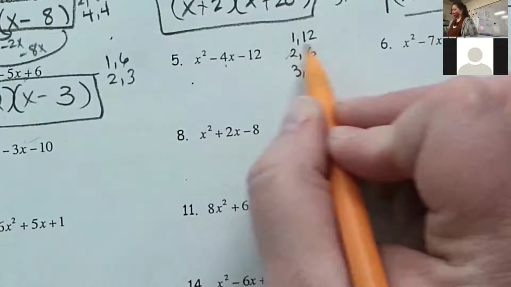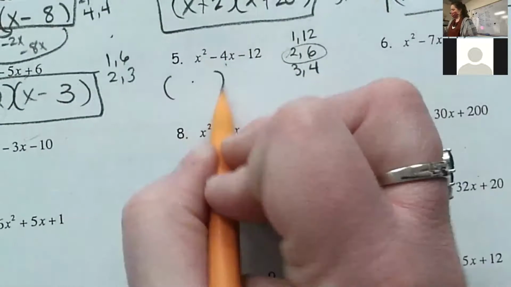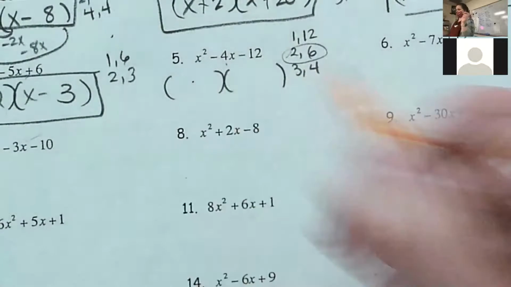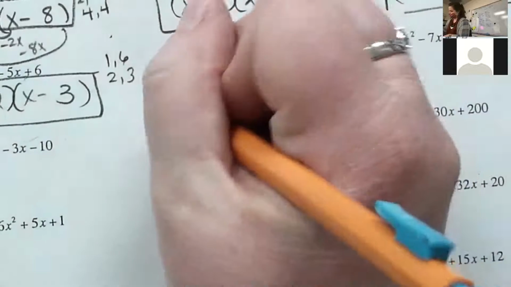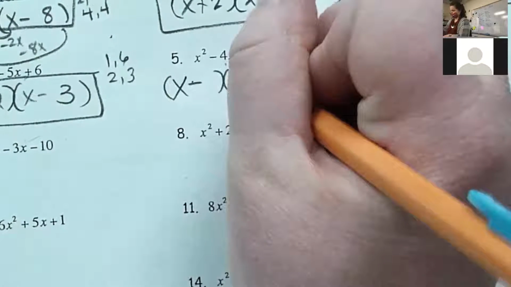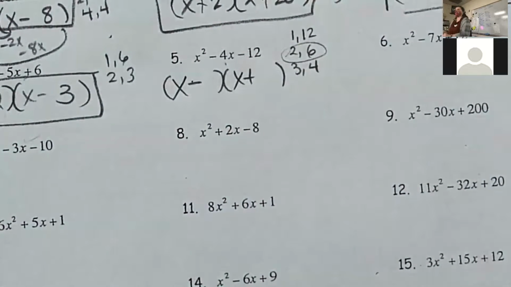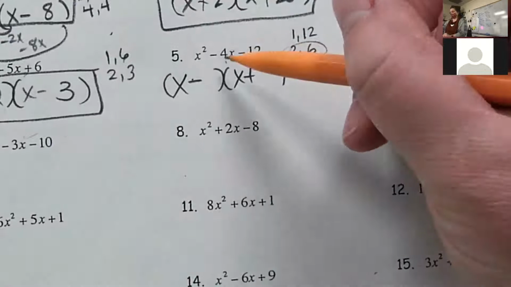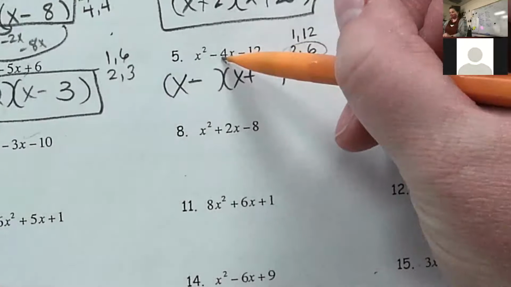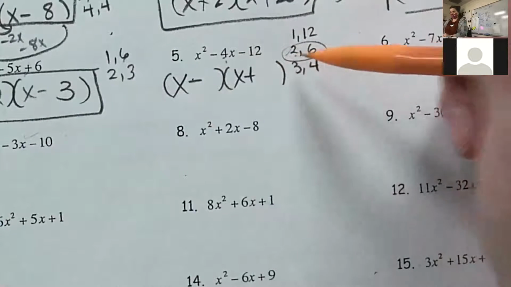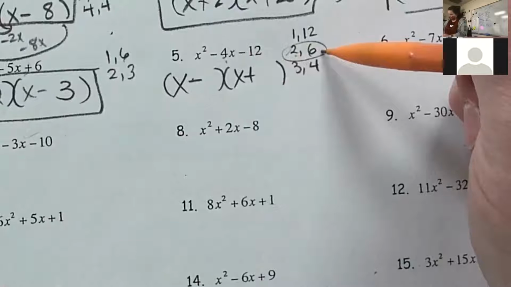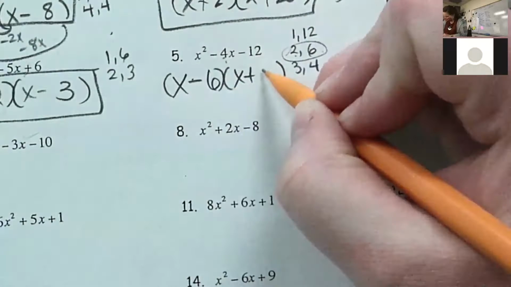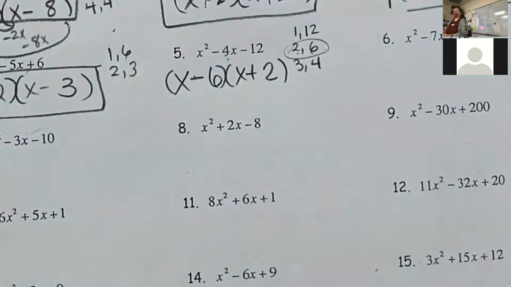Okay. Well, 6 and 2. But remember, because it's this minus sign, you need one of each sign. So one's a negative and one's a positive. Now I want to get to a negative 4. So is the 2 negative or is the 6 negative? The 6. The 6 is going to be negative and the 2 is going to be positive. So is it going to be a minus, minus?